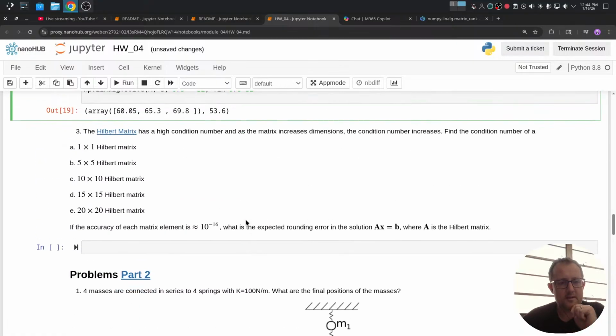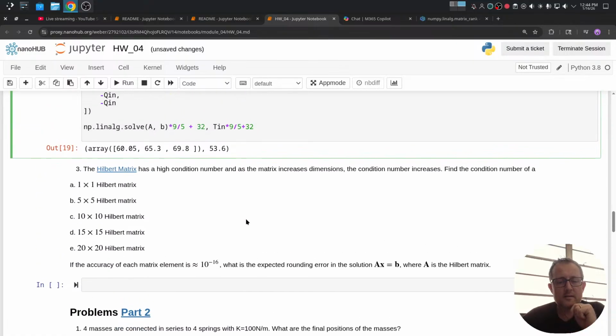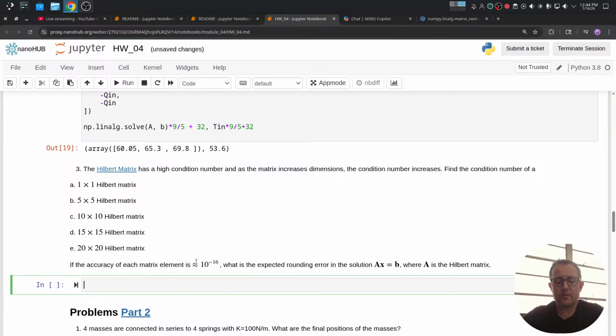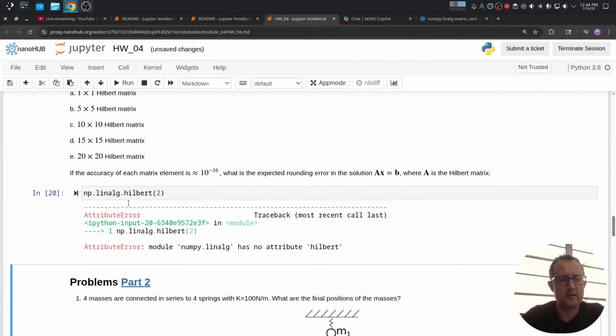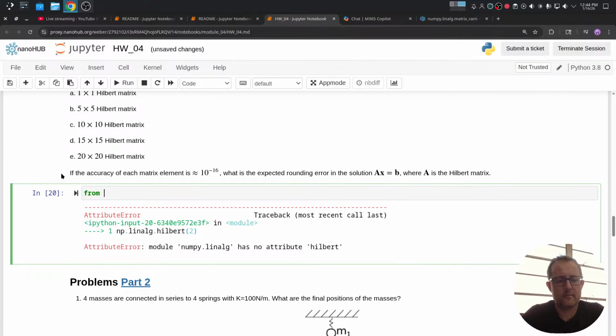Cool. Then I saw a lot of cool code for this Hilbert matrix, and a lot of people used this kind of shortcut where, well, no one really used this one, but this is kind of cool. We can say Hilbert, I think it's this one. Oh, there's no Hilbert there. From scipy.linalg import hilbert.